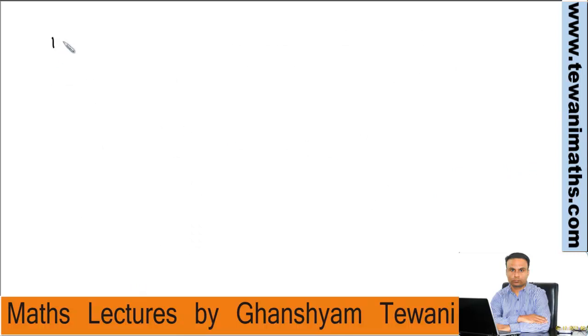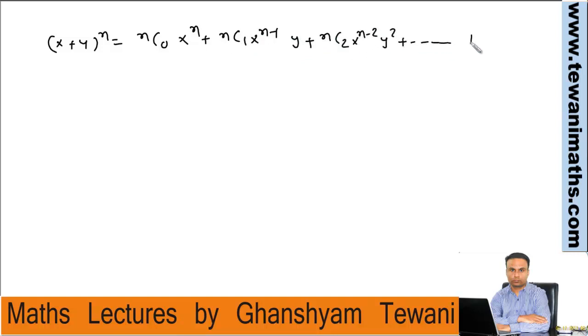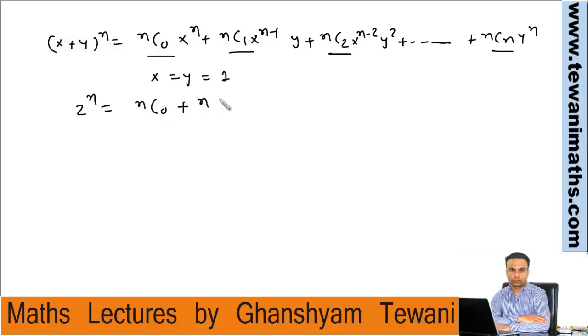Suppose now we have (x + y)^n. Let's write first expansion of this. Now, how do we get sum of coefficients in this expansion? Now, we have two variables x and y and we want sum nC0 plus nC1 plus nC2 to nCn. Obviously, we get this sum if we put x equal to y equal to 1. Hence, we have 2^n equal to nC0 plus nC1 plus nC2 up to nCn.